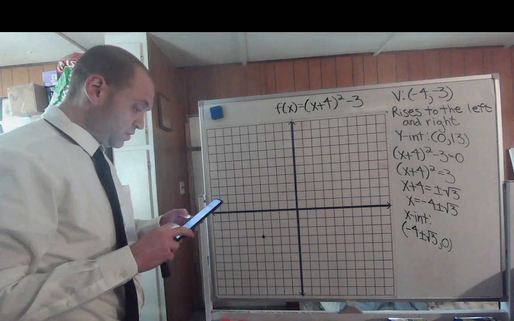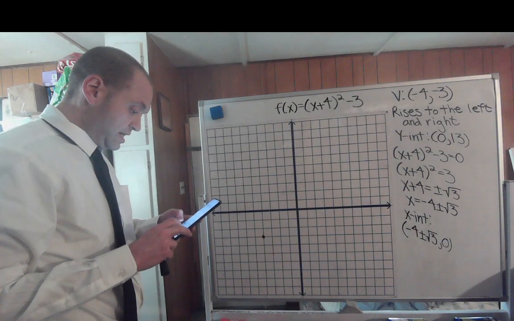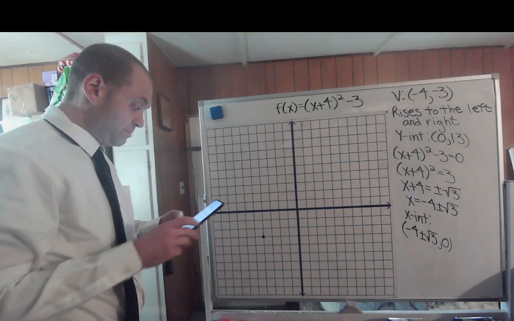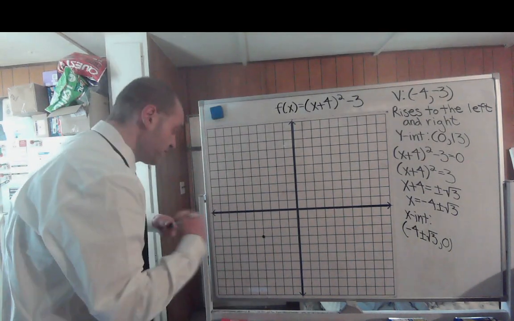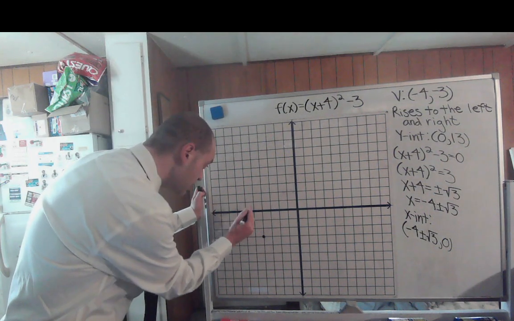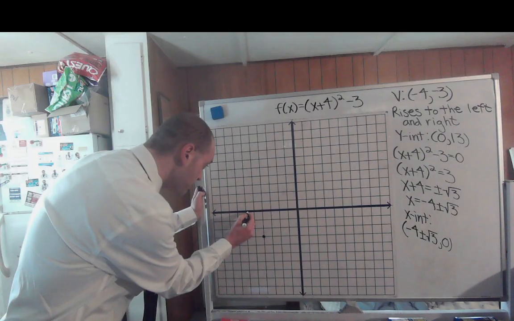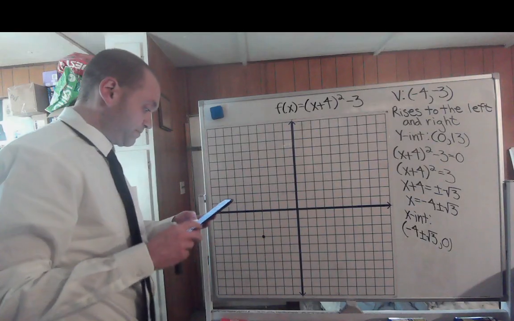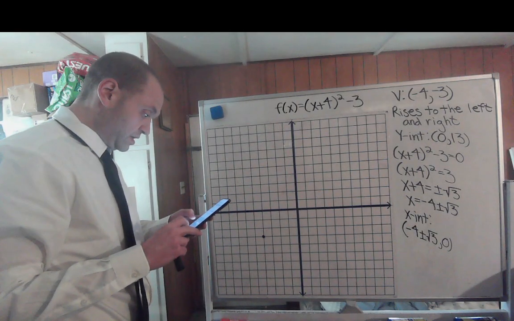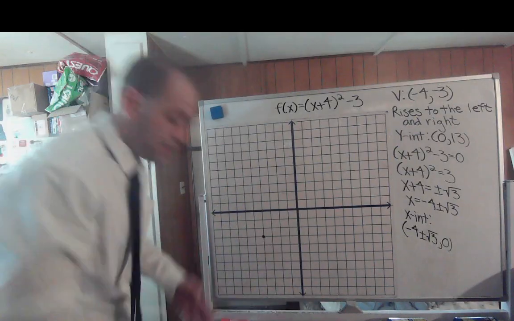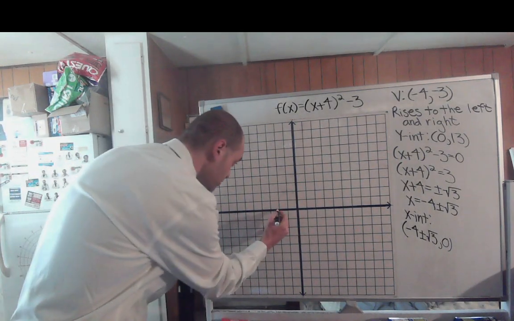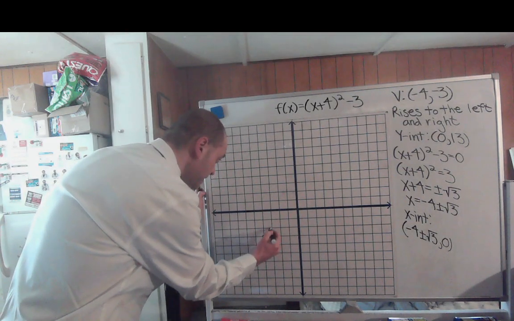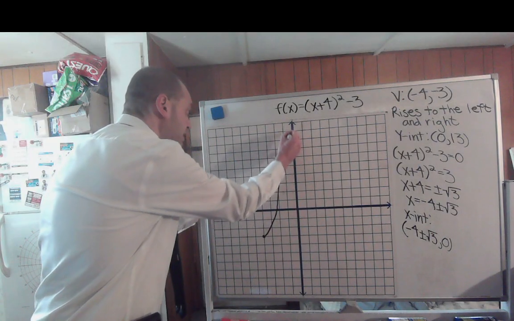Let's take the negative of the square root of 3 minus 4, that puts you at about negative 5.73, about right there. And then what about for negative 4 plus the square root of 3? That puts you at about negative 2.27, which would be right about here. So now that we have the intercepts, let's go ahead and start plotting.